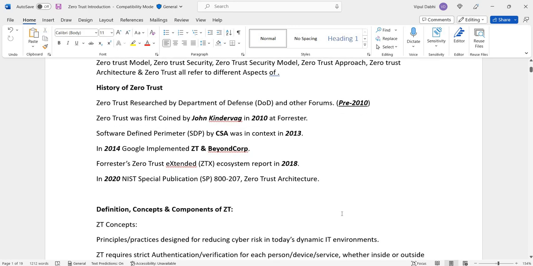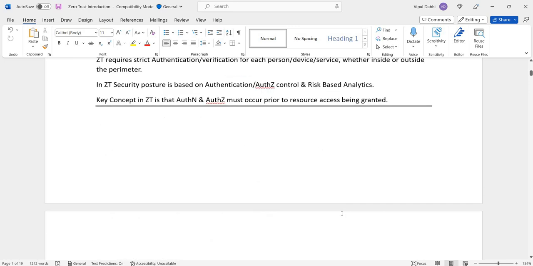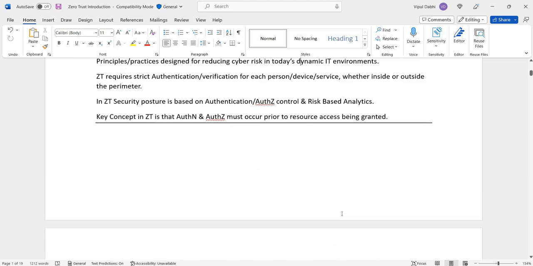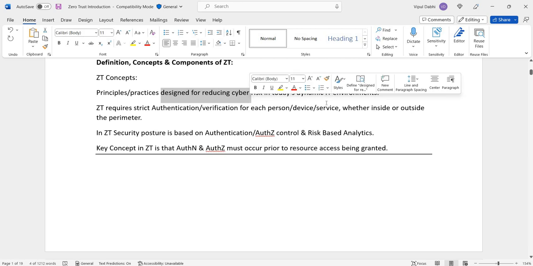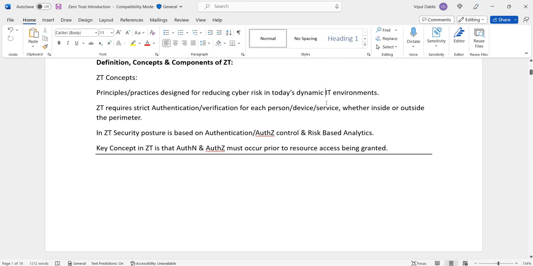Now let's try to build some understanding on the definition, concepts, and components of zero trust. Okay, so the zero trust concept, if we see, is principles and practices designed for reducing cyber risk in today's dynamic IT environment. Basically, whatever risks keep emerging with the emergence of technology should be addressed, and zero trust plays a vital role in that.